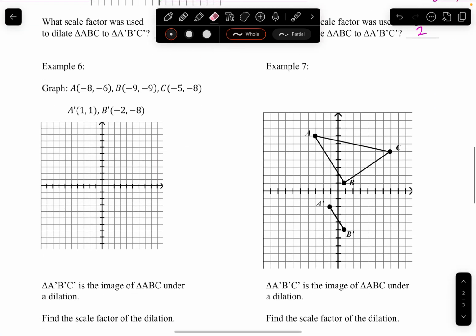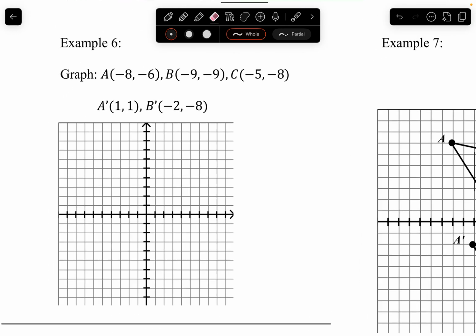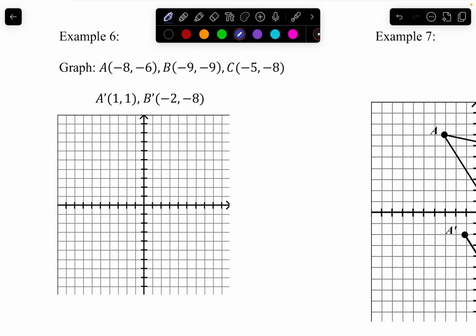Okay, let's move down to example 6, where they give me really big numbers. Disgusting. Okay, I'm going to plot A, B, and C on my graph. Here we go. 1, 2, 3, 4, 5, 6, 7, 8. 1, 2, 3, 4, 5, 6. I wanted that to be in the color black.